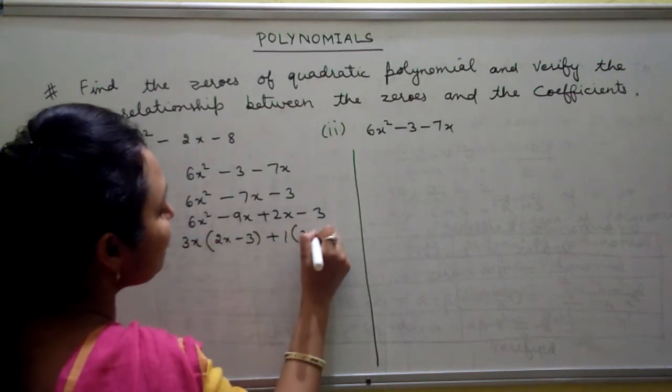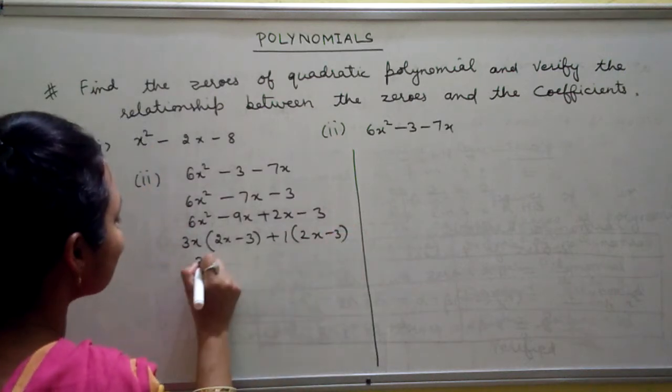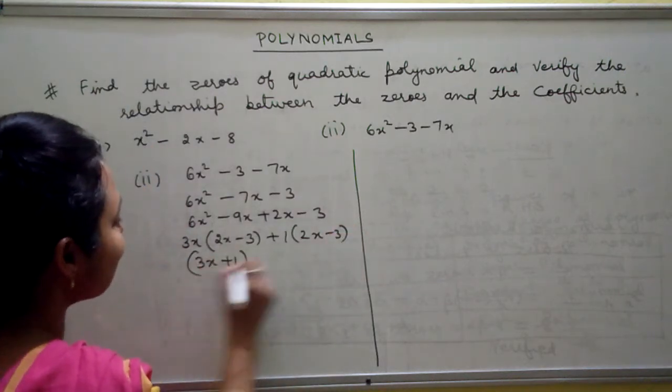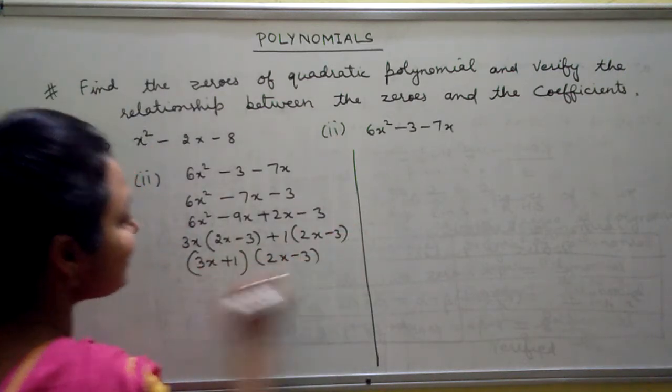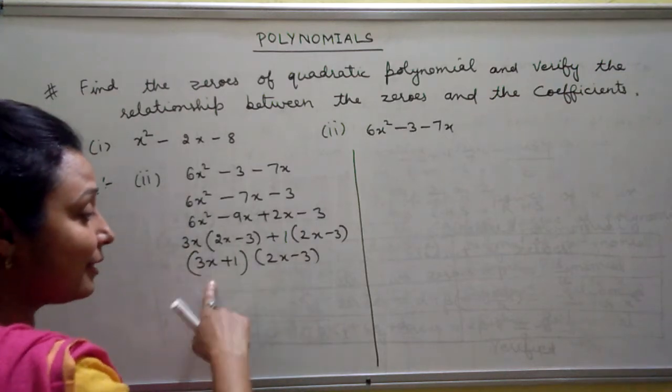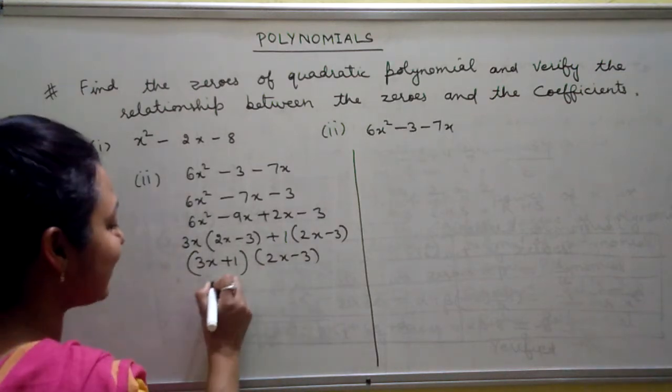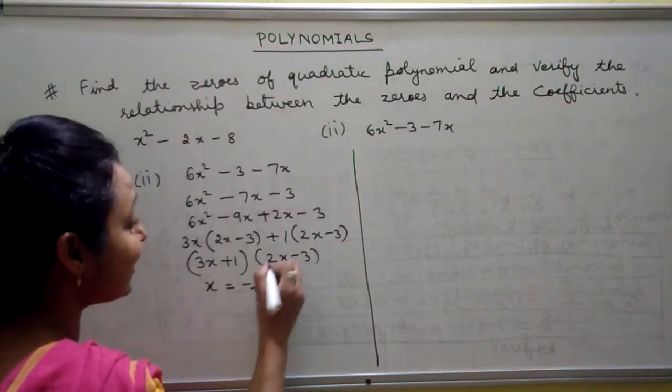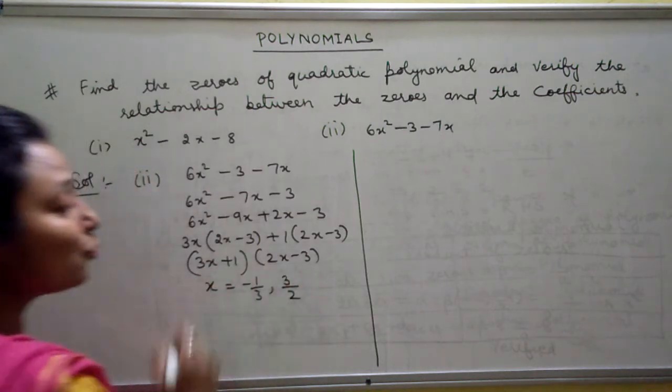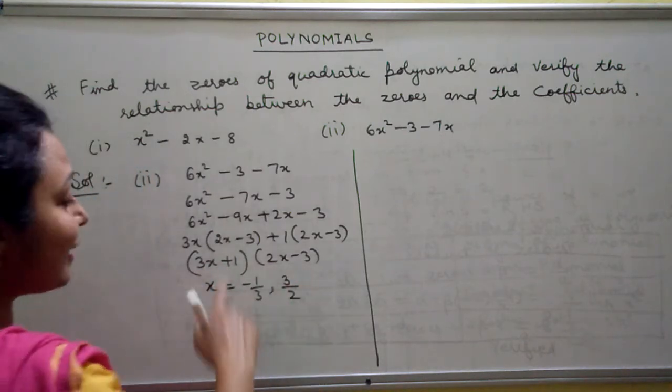Taking one common, 2x minus 3. So we have 3x plus 1 as one factor and 2x minus 3 as another factor. Again equate them to 0. To find the zeros we get x equals minus 1 by 3 and the second one is 3 by 2. Okay, 3 by 2 and minus 1 by 3.